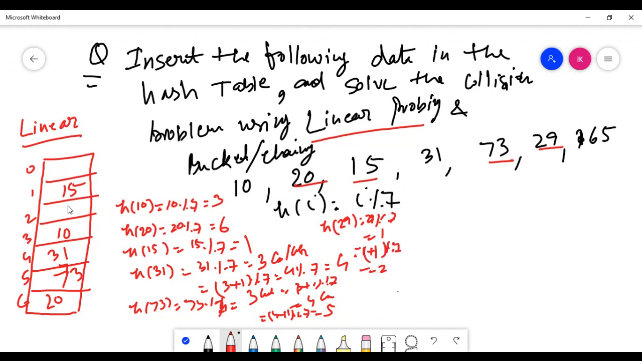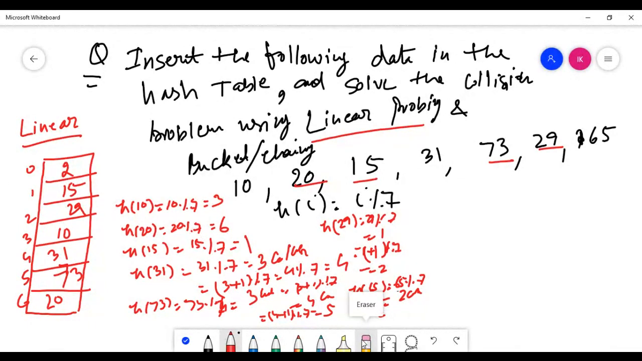That is 2. Yes. Write the last one, 16. That is also 2. 2 means collision. So collision means go to 3, go to 4, go to 5, go to 6, go to again 0. So 2 will be here.